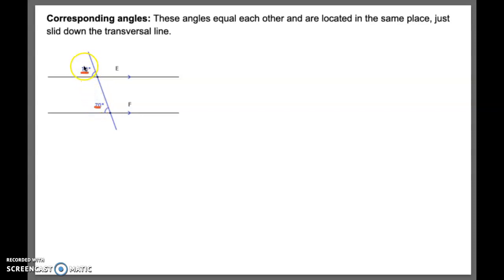Now we know that vertical was the one directly across, so this one would be 70 degrees also, and it would correspond down here, which would be 70 degrees. So just to make sure, those are in the same location down the transversal line. So we have vertical, which are directly across, and corresponding, which are just slid down in the same place.